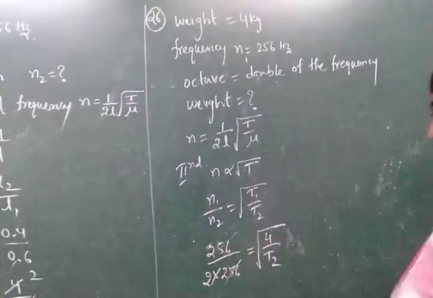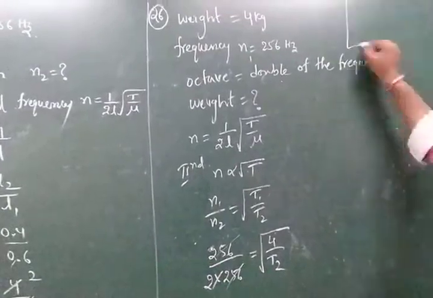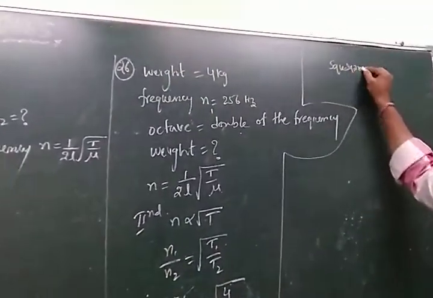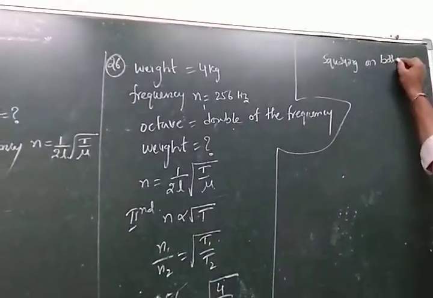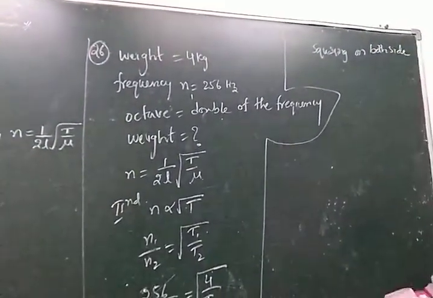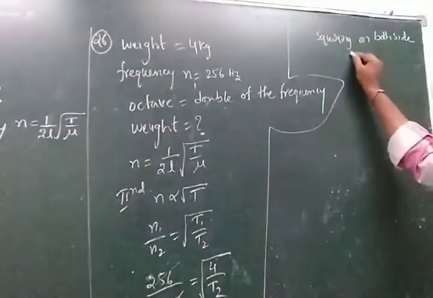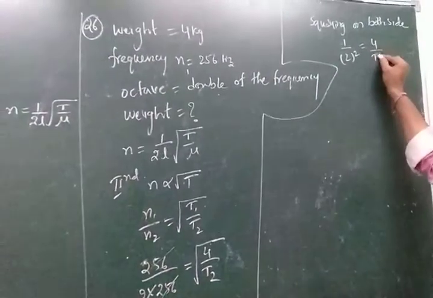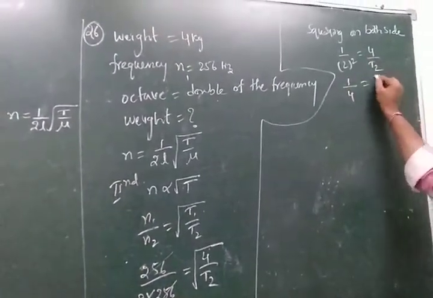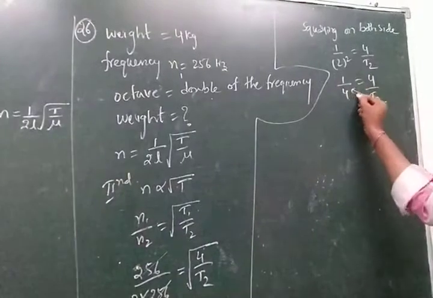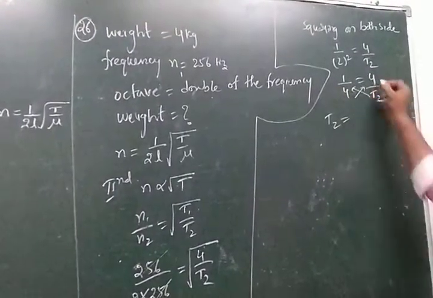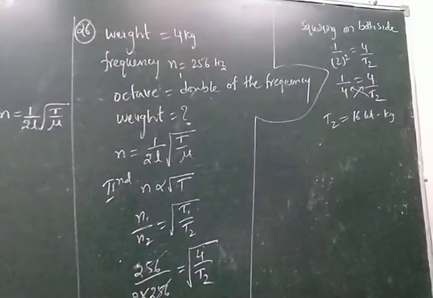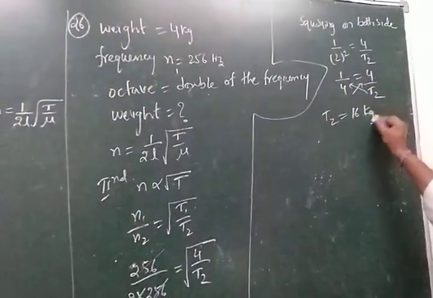Now it cancels. Squaring on both sides, we get 1 by 2 whole square is equal to 4 by T2. That is, 1 by 4 is equal to 4 by T2. Then cross multiply: T2 is equal to 4 into 4, which is 16 kg weight.